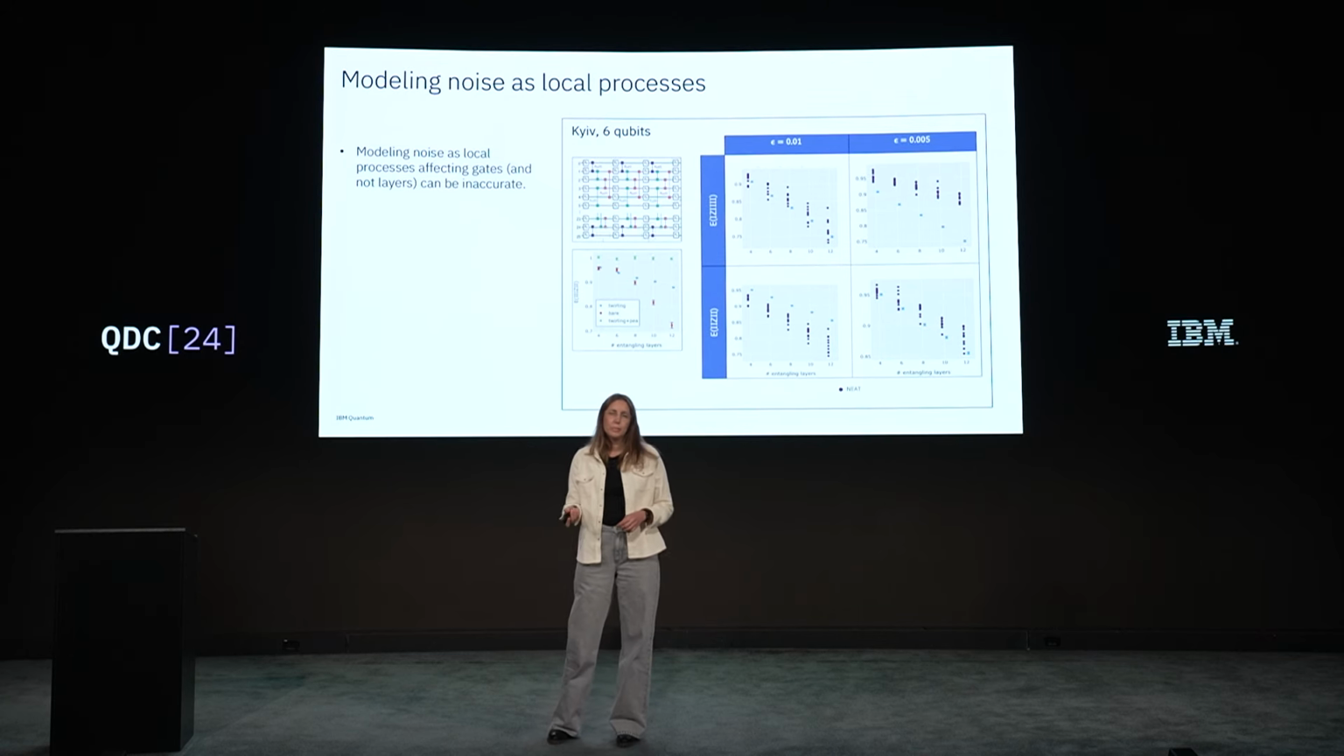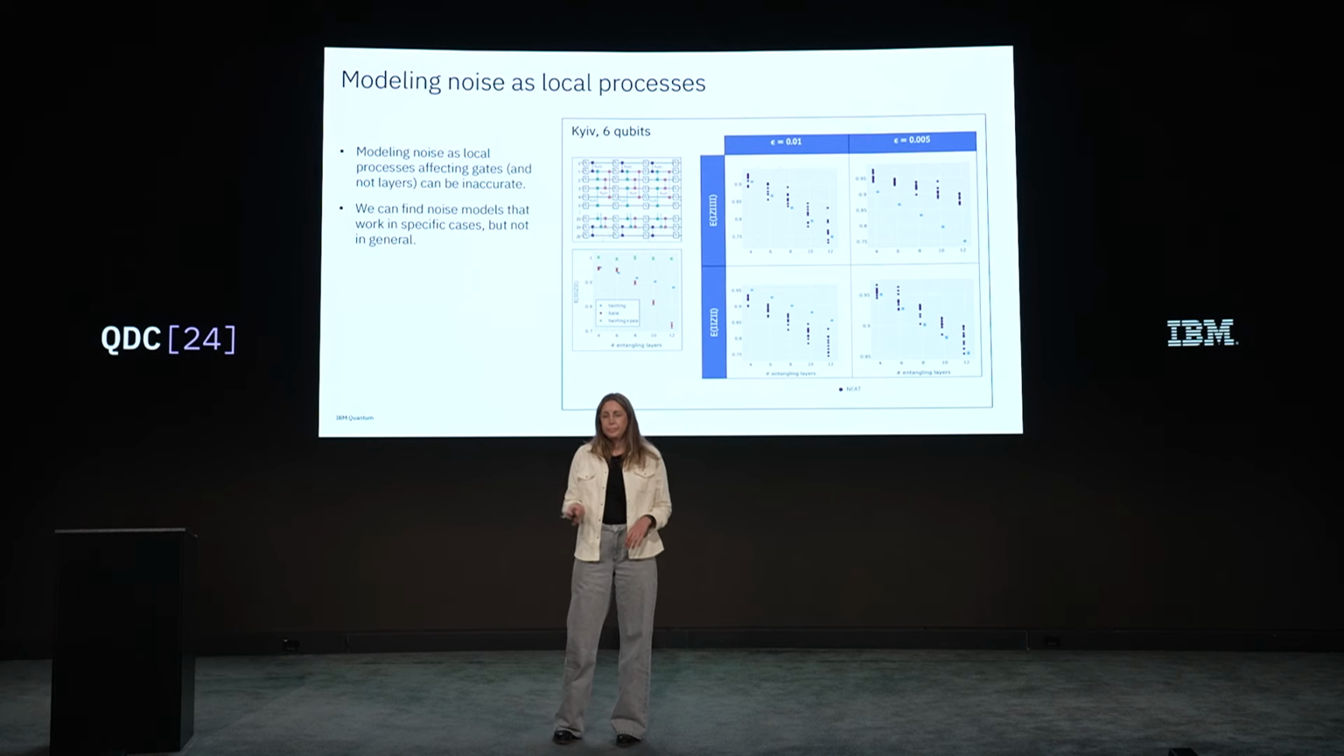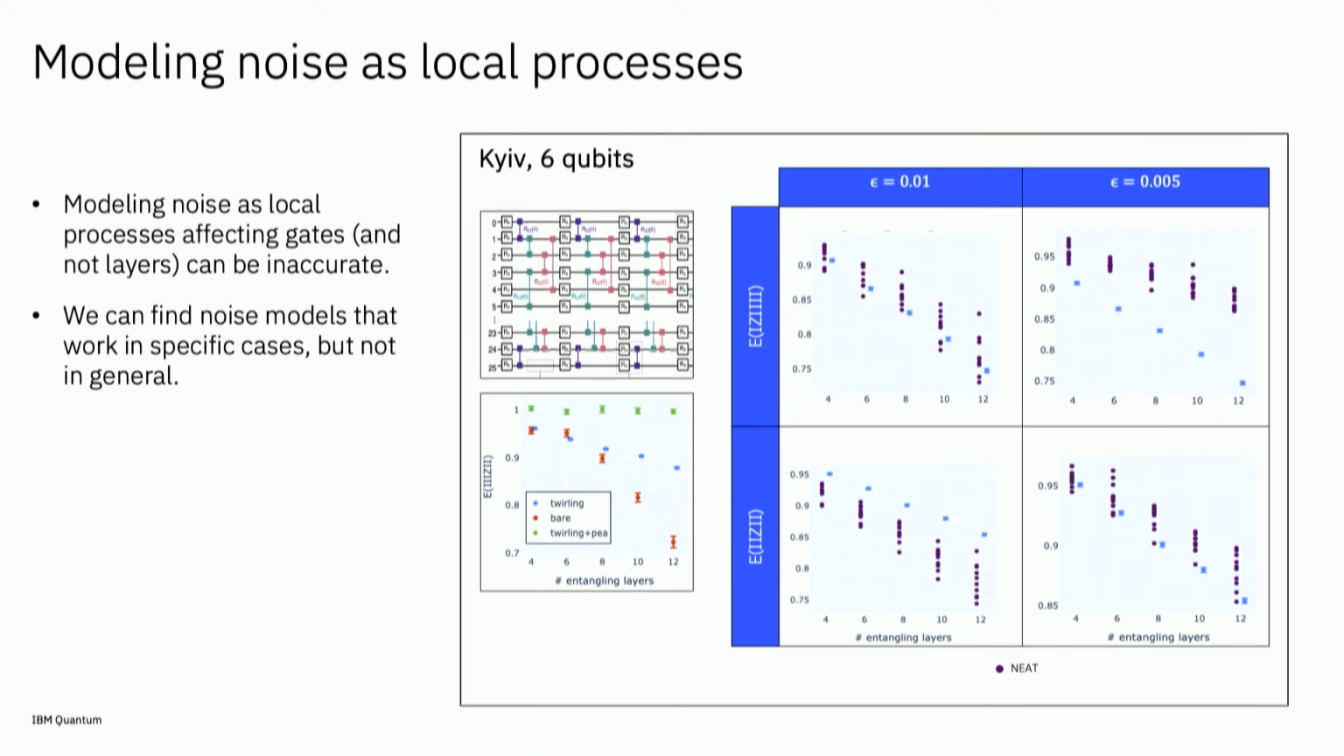It was because we modeled noise as local processes that affect gates and not layers, and this can be inaccurate. So we were able to find models that work for some cases, but not for the general case. This is what you'll be able to do in the challenge today, and this is part of the basic functionality.